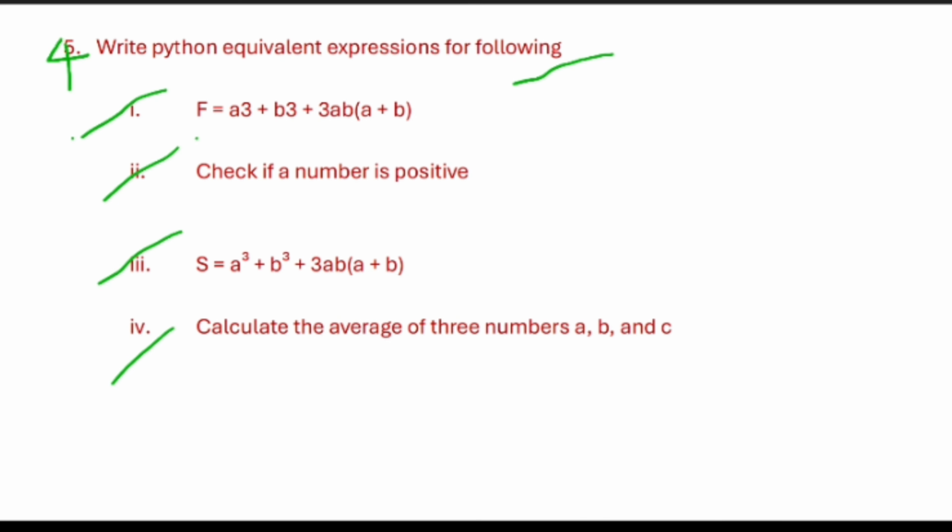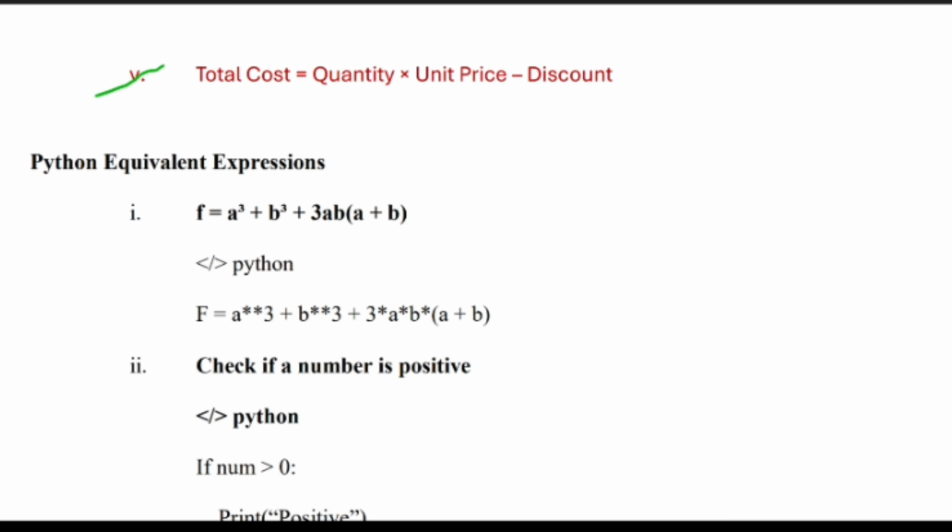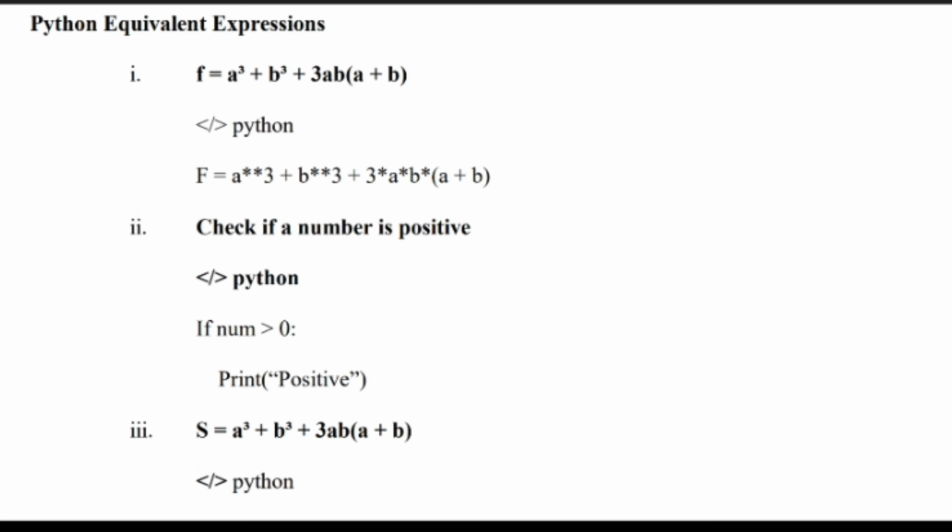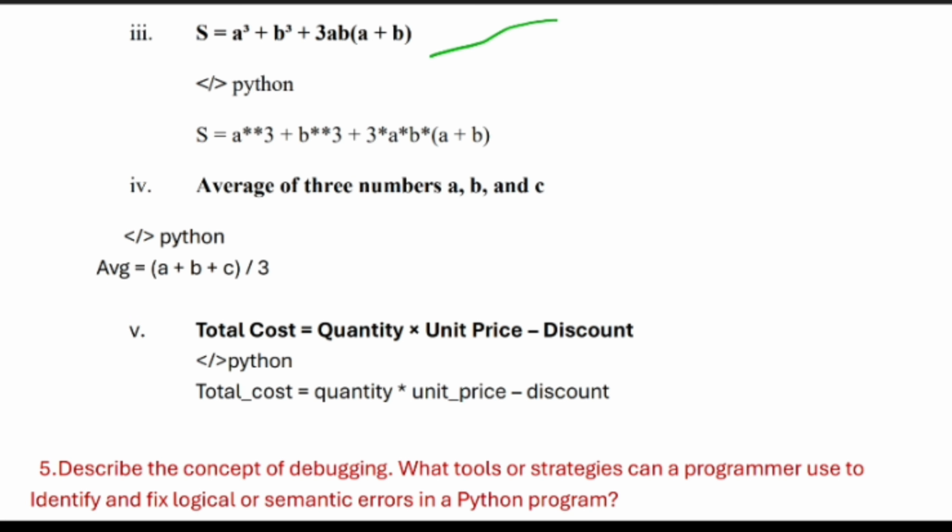Expressions. Okay. This one also: total cost is quantity into unit price minus discount. So you are going to write it now. If you write the first expression in terms of Python, a cube, they have written a into like this. You can write the expression. Next is to check whether the number is positive. So this is an expression for checking the number is positive. You can see how you are going to write the expression. Next is the question, so you have to write a Python program like this.